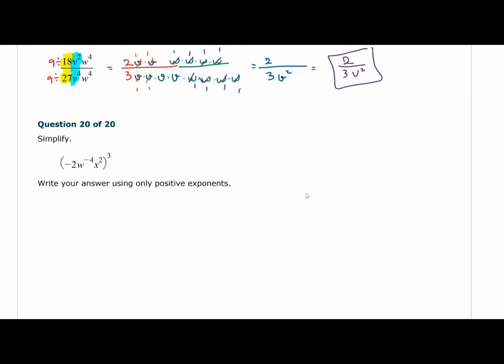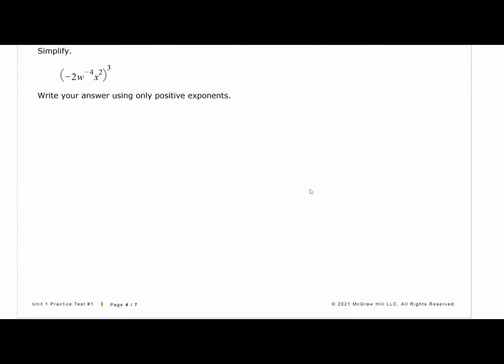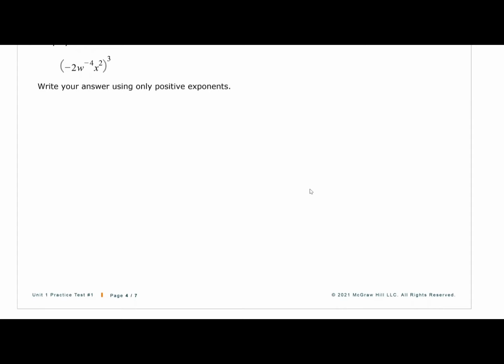Alright, number 20. We worked on this one a couple times already. If you want, you can pause the video and see if you can solve this one. Alright, so we have a power outside a parenthesis. We're going to distribute it. So negative 2, put 1 on top. We're going to distribute the 3 into the parentheses. Alright, that will give us negative 2 to the 3rd power, w to the negative 12, because negative 4 times 3 is negative 12, x to the 6th power.